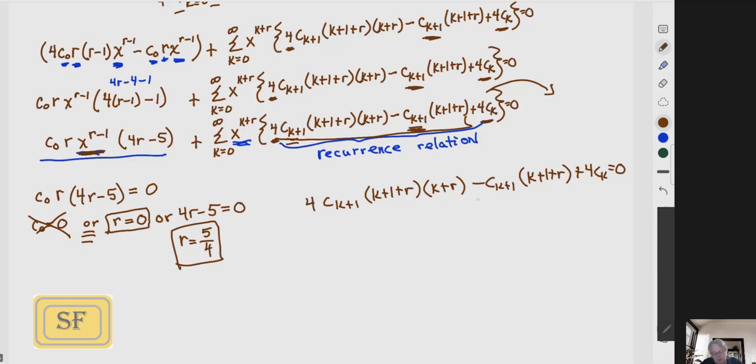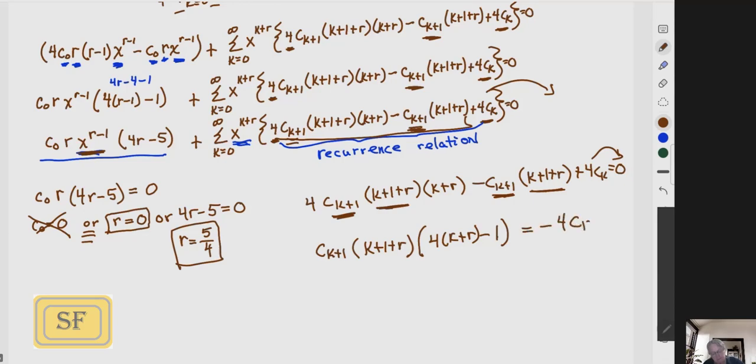And if I combine these two terms, then notice we've got that c sub k plus 1 times k plus 1 plus r in common. Factoring those out leaves us with 4 times k plus r minus 1. And I'm going to bring that c sub k to the right side, equals negative 4 c sub k.